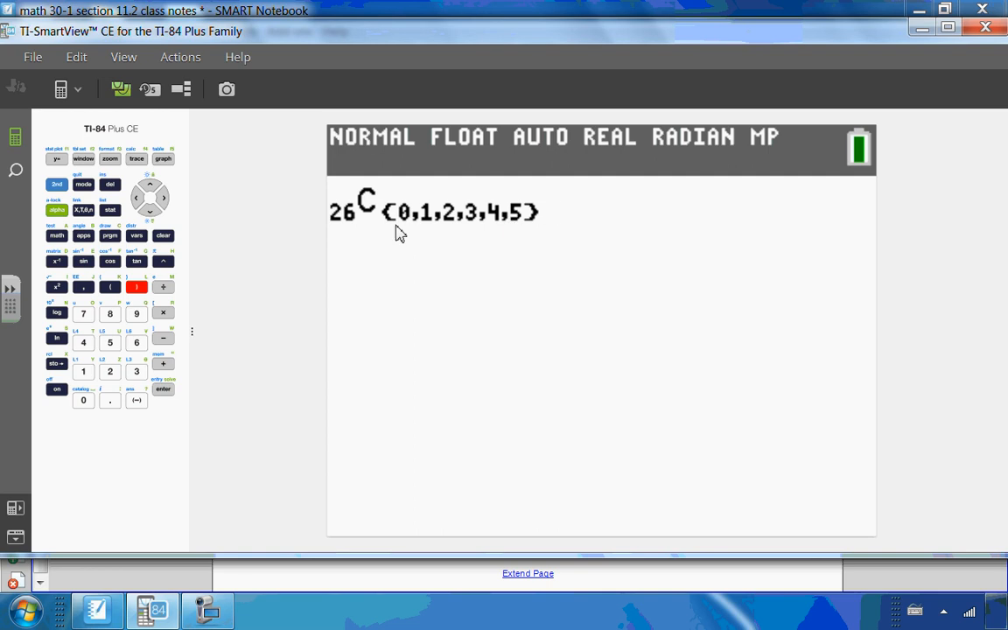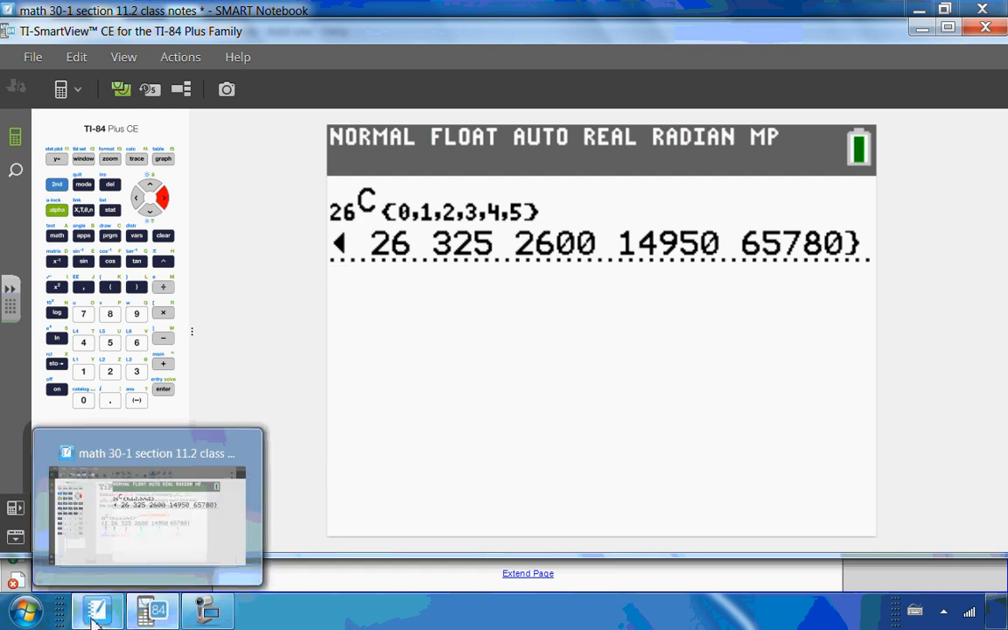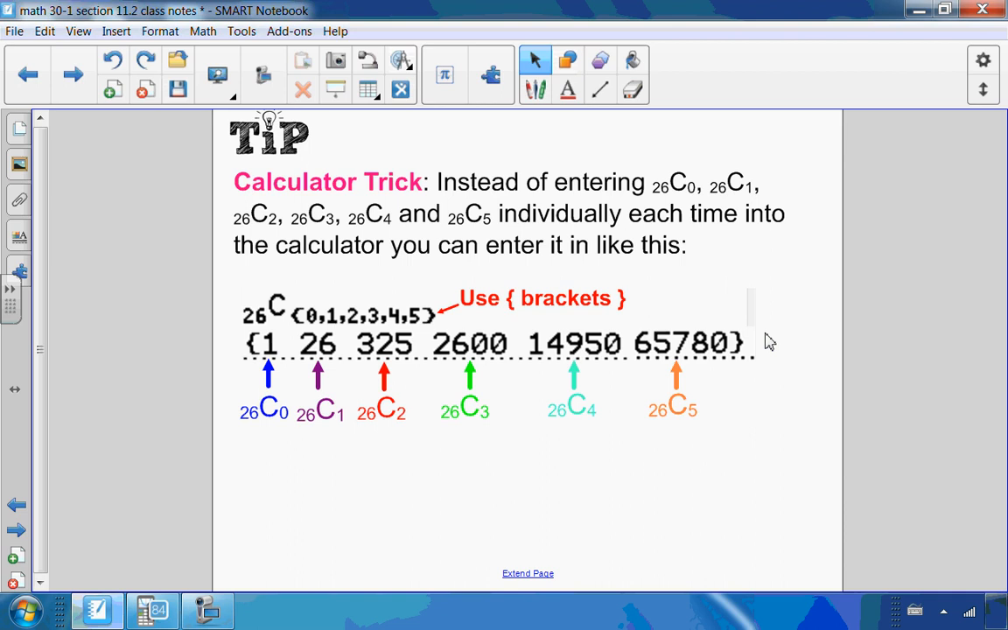But the keystrokes are much easier. You press enter, and there you go. So the first one is 26C0, 26C1, 26C2, C3, C4, and C5. Once you have those numbers, I have to use my arrow to get over to see all the digits there. I think that's much easier than doing them all one at a time. Okay, so those are all of the steps there.